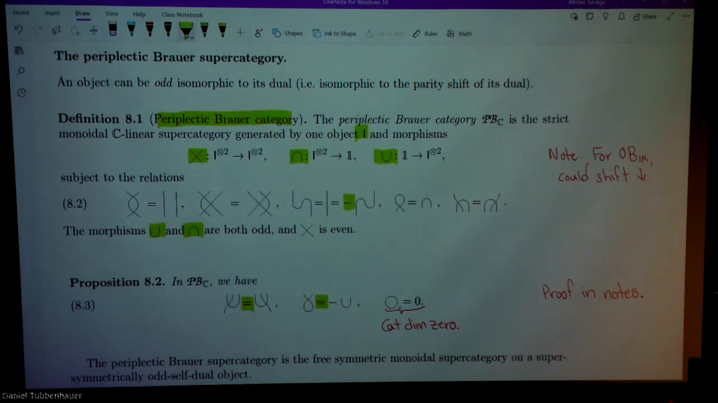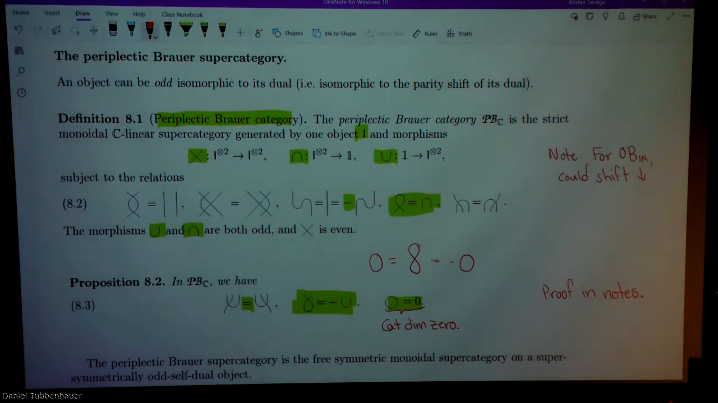Another interesting thing is you can show that the categorical dimension of the generating object is 0. It's a very easy proof. This is equal to the figure 8 by using this relation where I change the cap to a crossed cap. But now I use this relation and change the cross cup to a negative cup. And so I get that the bubble is negative the bubble. So the categorical dimension is 0.